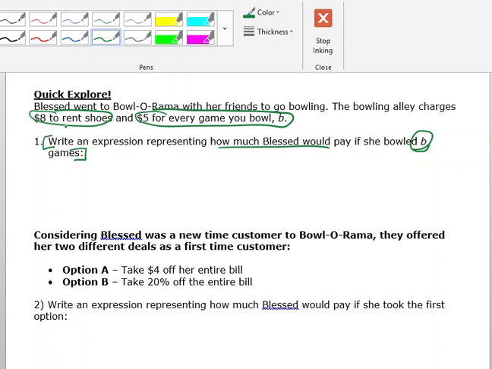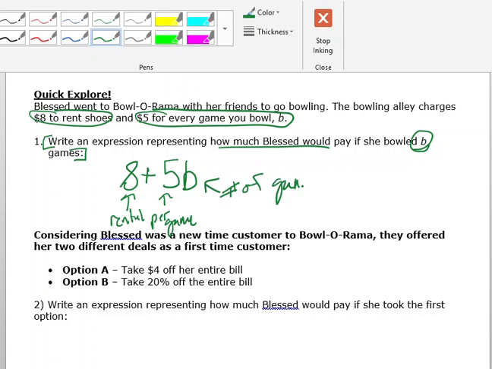So this is actually something we're pretty used to. We're writing the expression, so it's $8 to rent shoes plus $5 for every game. So I have here rental, that's a one-time, that's the per game, and B is my number of games.